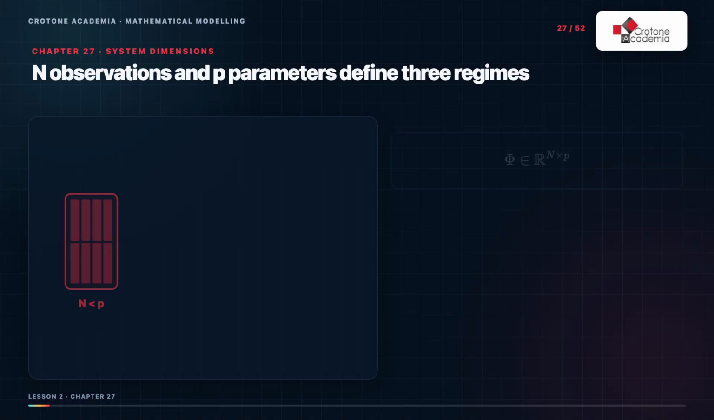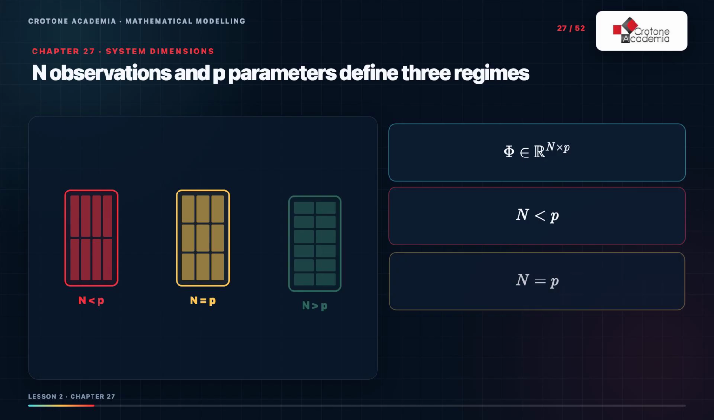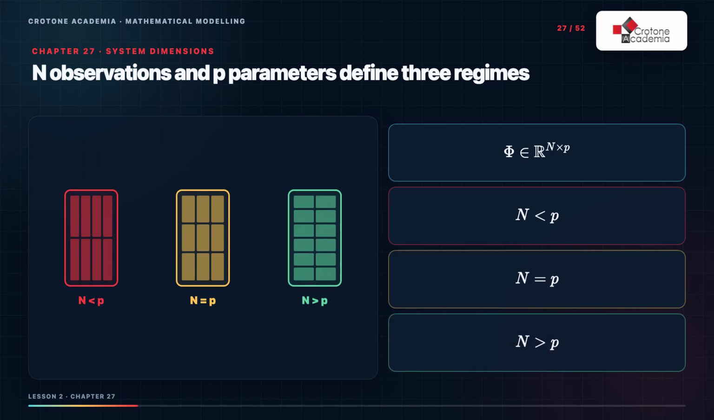Let phi have n rows and p columns. N counts observations, p counts parameters. Comparing them gives 3 regimes. If n is smaller than p, the system is underdetermined. If they are equal, the matrix is square. If n is greater than p, the system is overdetermined. These labels describe dimensions, not whether a solution exists or is unique. Rank and consistency must still be examined.